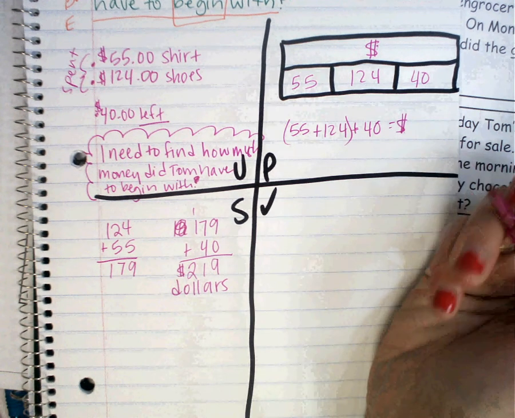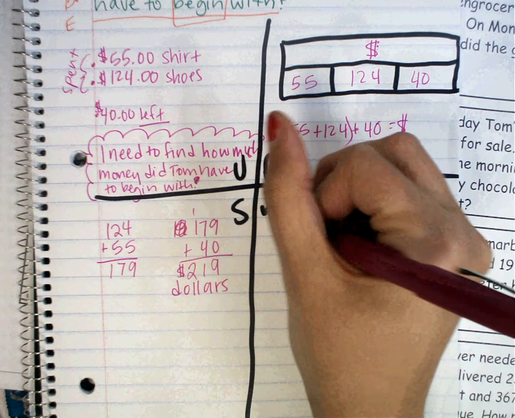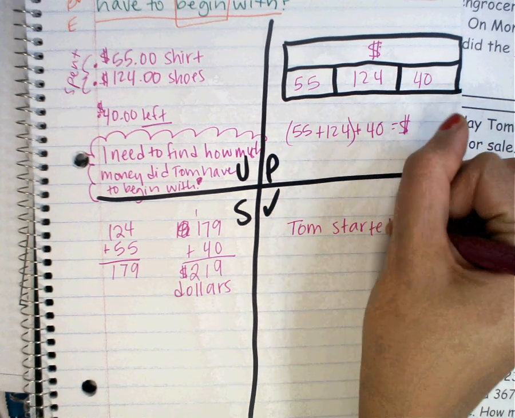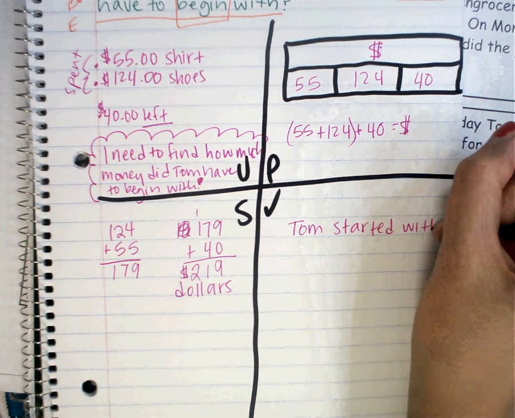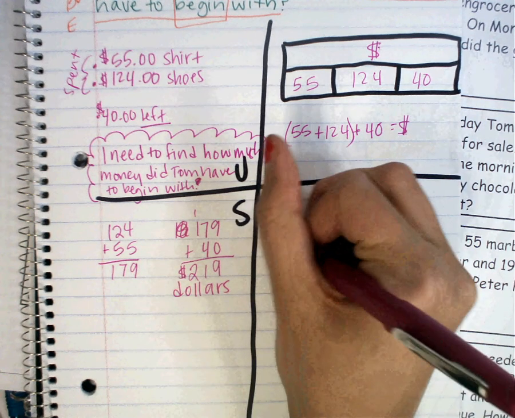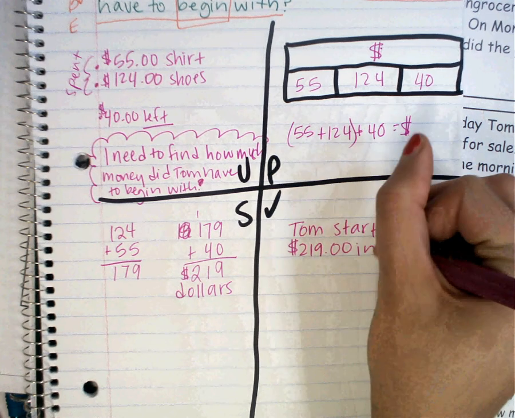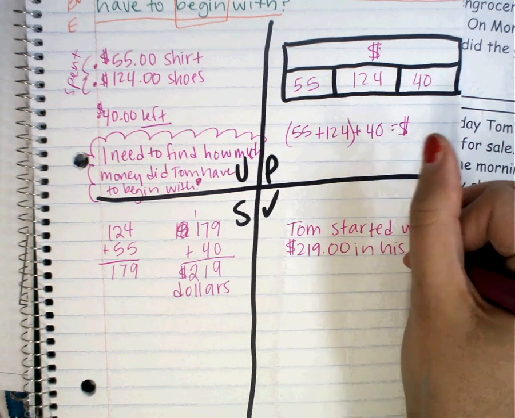So let's write that in a complete sentence. Tom started, or began, with $219 in his wallet.